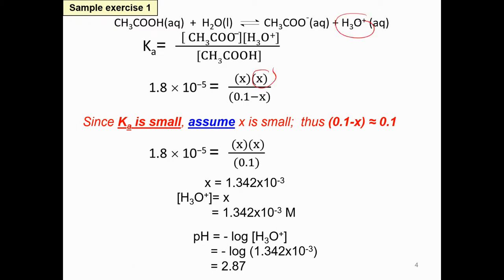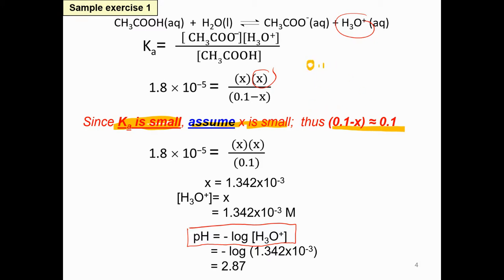We want to solve X because we want to calculate pH equals negative log H plus. However, this time we have an additional step, that is assumption. Since Ka is small, we assume that X is small. Thus, 0.1 minus X also equals 0.1. What does this mean? Why do we assume like this?